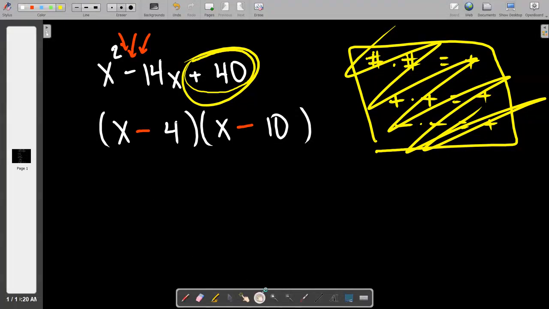Does this method of factoring seem to be making sense to you so far? Yeah. Good. Let's try another one.